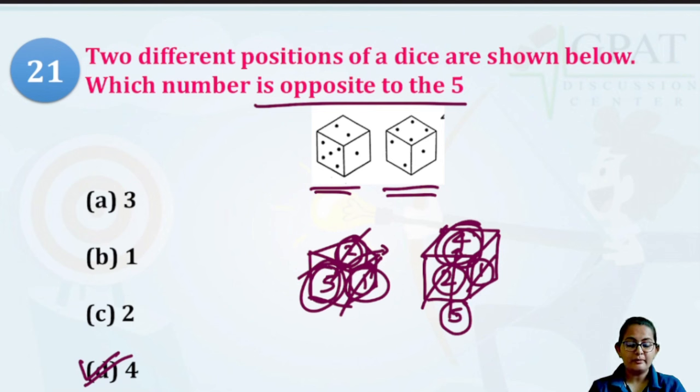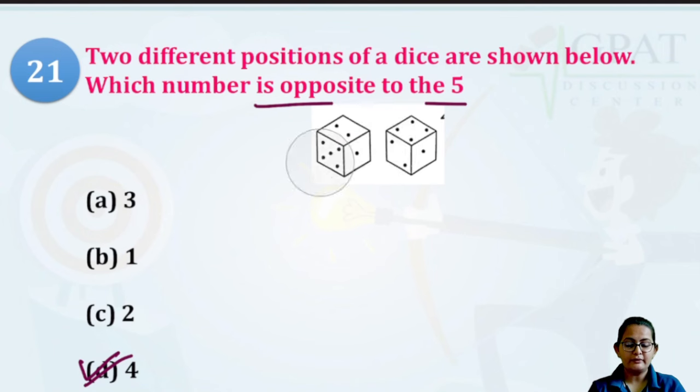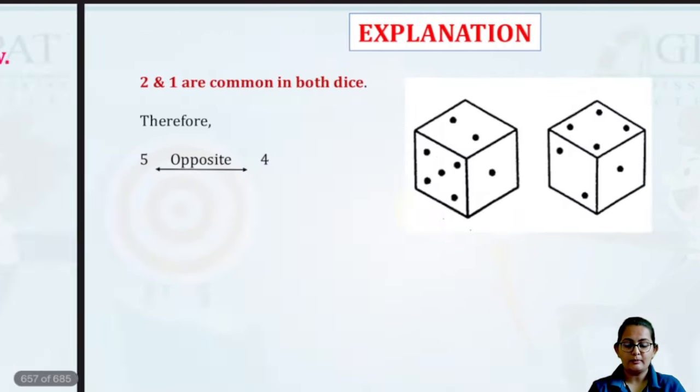So always remember, whenever you get two similar things in the dice, like 2 and 1 are the similar ones, you have to cancel those in both the dice, and the remaining numbers will be the opposite ones. That's why 5 and 4 are the opposite ones. This is a trick. Okay. Whenever you see two common terms in one dice and similarly two common terms in another dice, cancel them out and the remaining are the opposite ones.